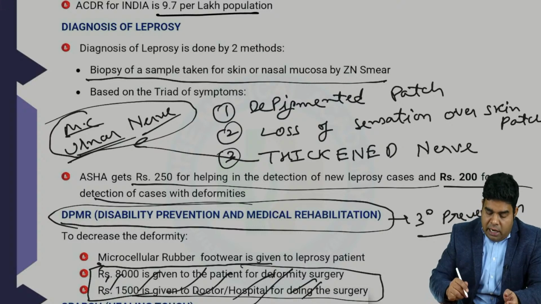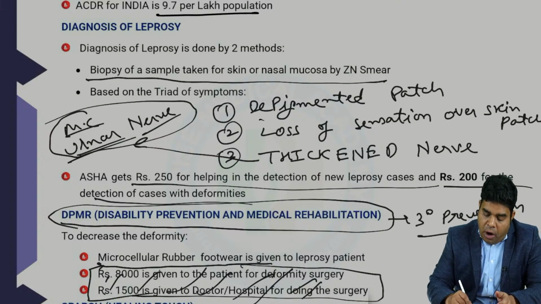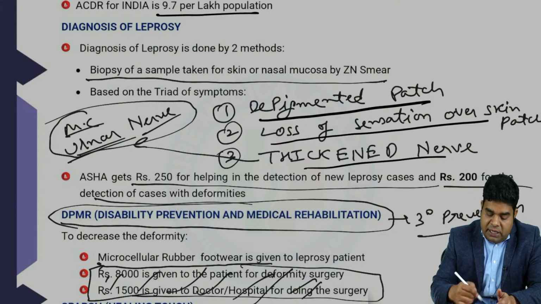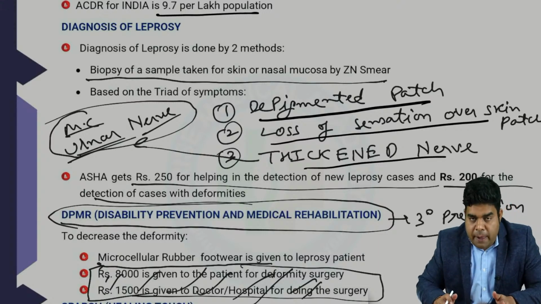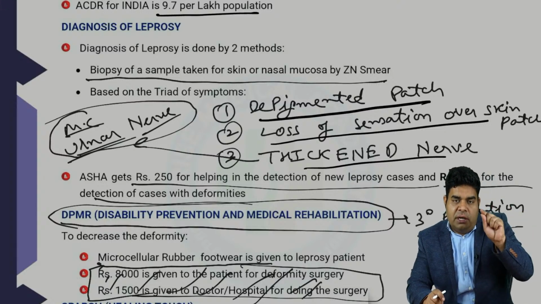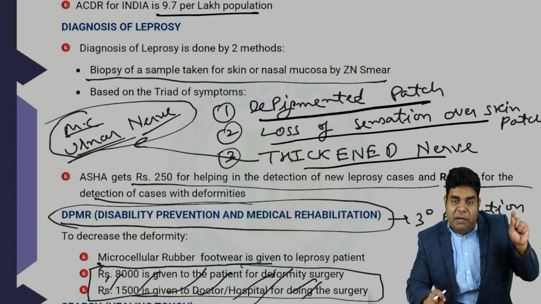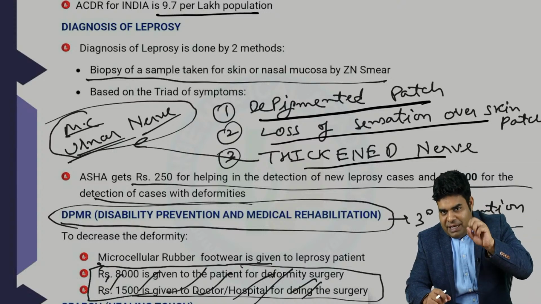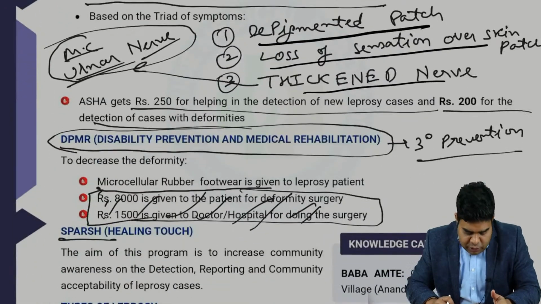So in those areas, if these 3 symptoms are there: loss of sensation over skin patch, thickened nerve, and depigmented patch, the diagnosis is confirmed. Okay, so they can create this option: loss of sensation over depigmented patch and thickened nerve. So if these 3 symptoms are there, diagnosis confirmed.